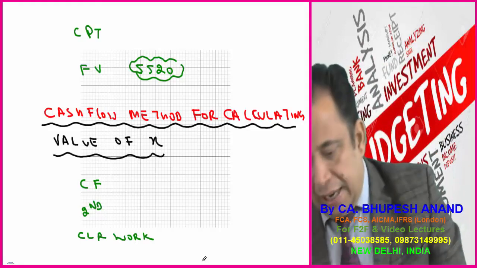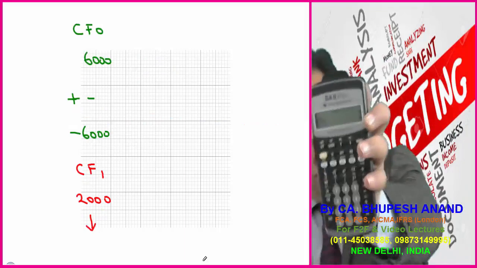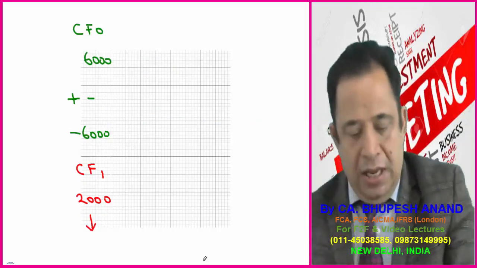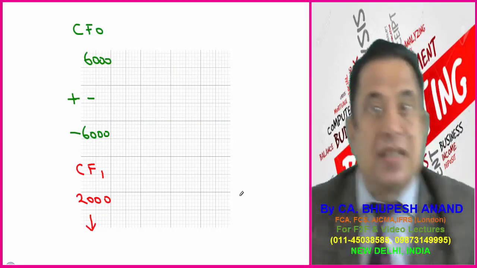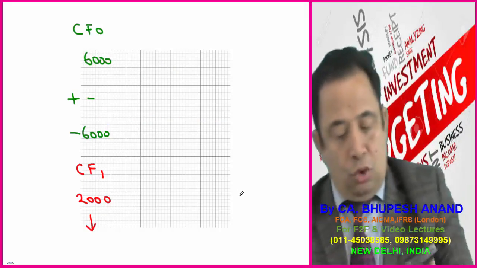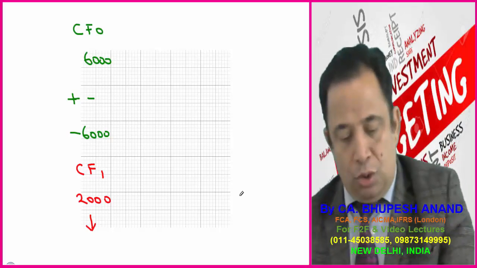Cash flow, second clear work. So I am doing with CF0, that is for period 0. 6,000. Now this is capital expenditure, this is minus. So I have to use the plus-minus button, so it comes minus. I am using enter.